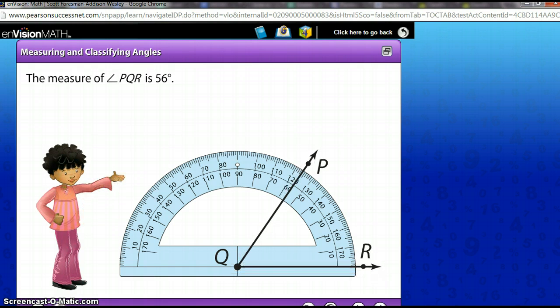The measure of angle PQR is 56 degrees. Okay, do you see where they got 56? Slightly past center between 50 and 60. So here you just kind of have to guess, that's about 56.